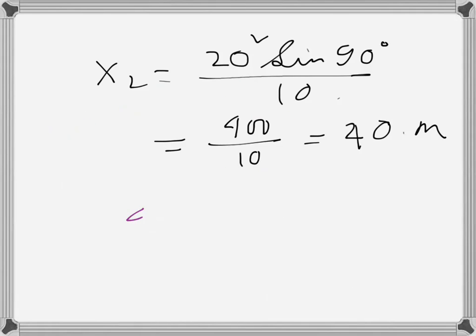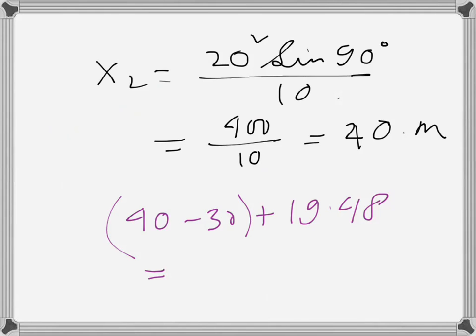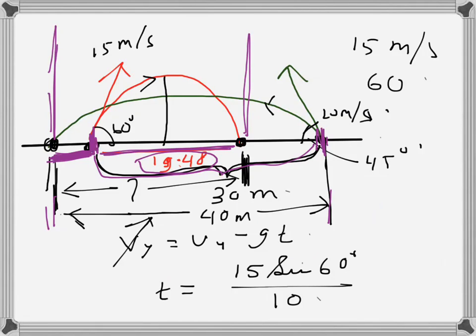So that will be just 40 minus 30 plus 19.48, which is 10 plus 19.48, giving 29.48, or it can be written as 29.5 meters. So the objects will land 29.5 meters apart from each other.